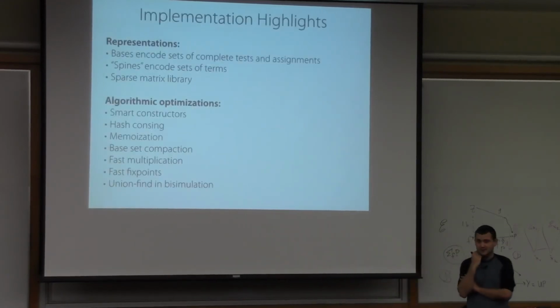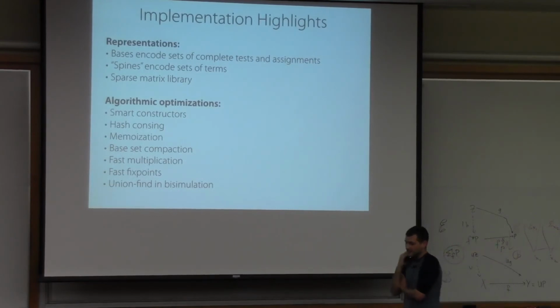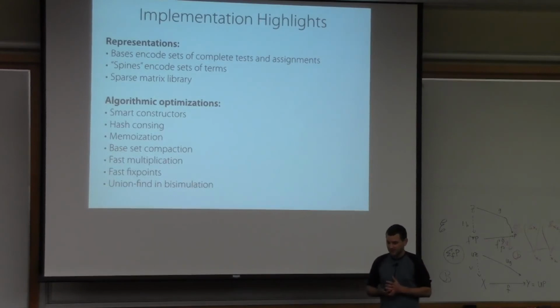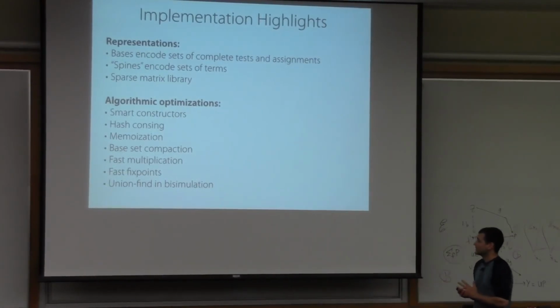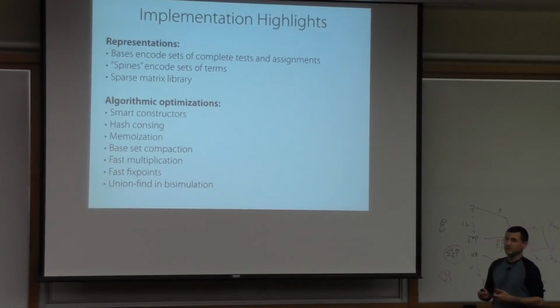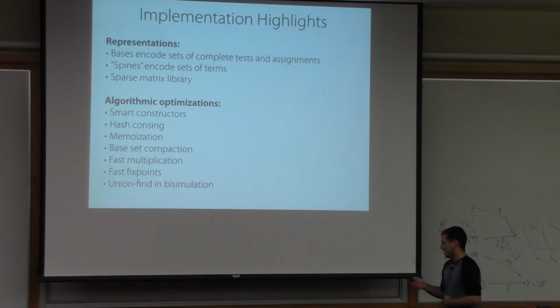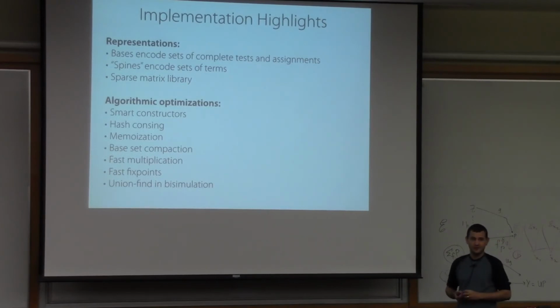I've alluded to the fact several times that in order to make these algorithms practical, you can't work on things like complete tests and complete assignments or raw packets. You need to find coarse equivalences and work with symbolic representations that reduce the space you have to explore. So you can see our POPL 15 paper where we describe some data structures. We call them bases that encode sets of complete tests and assignments, and something called spines that encodes the set of terms that are manipulated internally when we take derivatives and build automata, and then actually a sparse matrix representation of the E functions that we can build and check properties of very quickly.